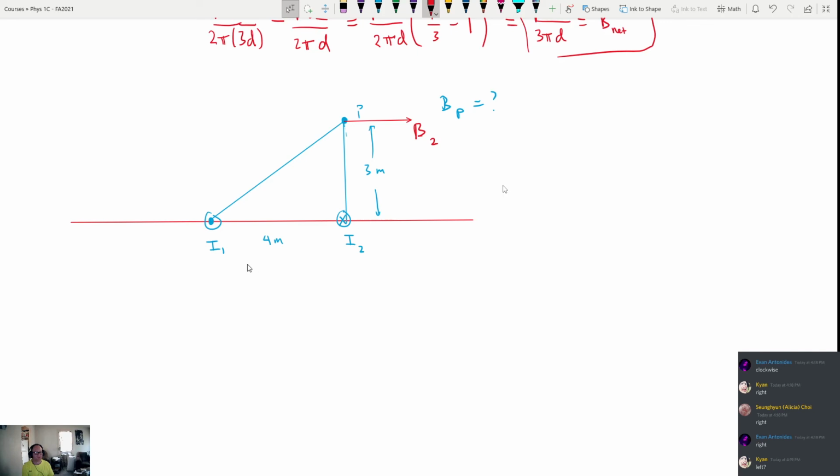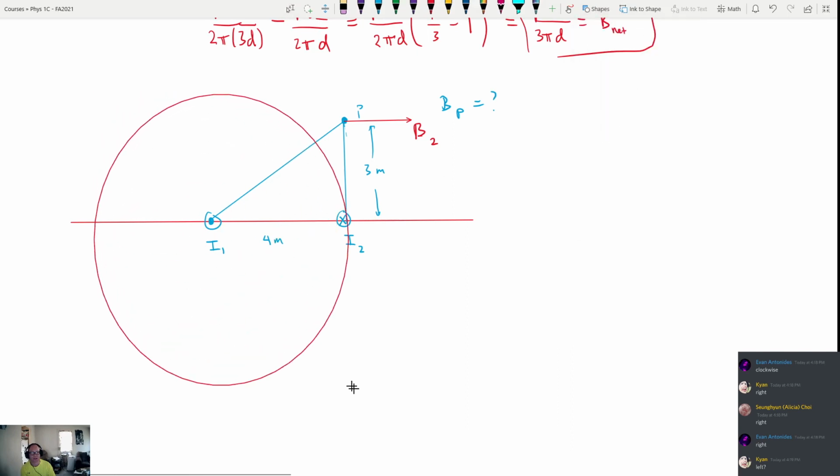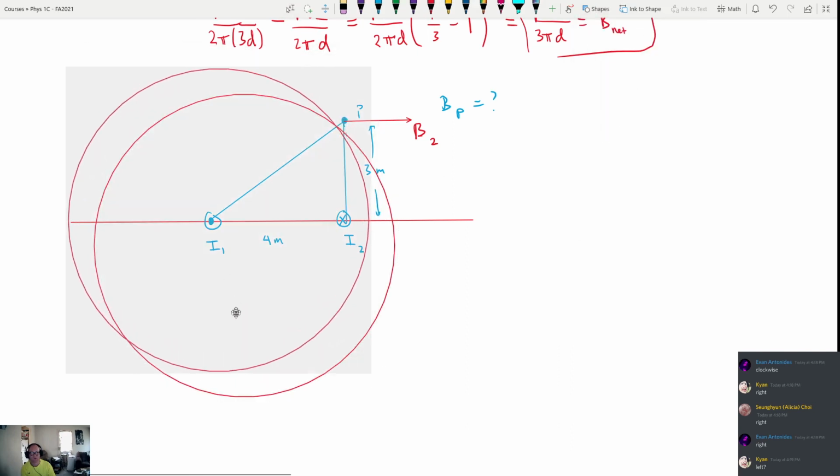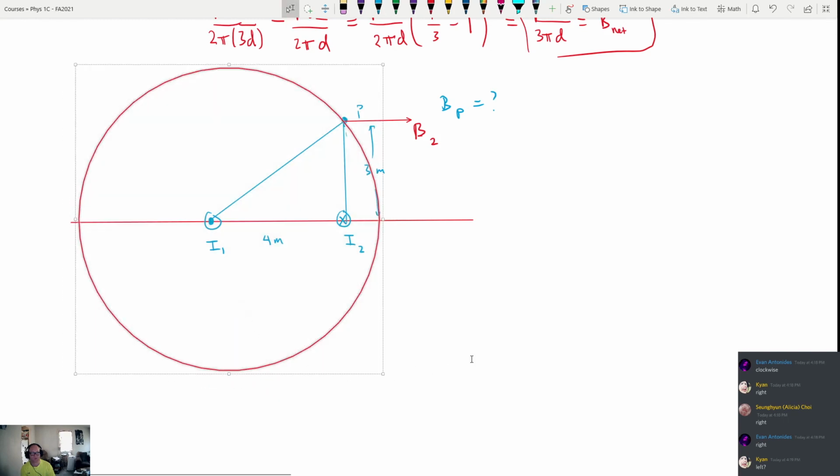This one's not going to be as simple. The answer is not up, down, left, or right. It's something in between. So current coming out of the page, right? You take your thumb and you point out of the page. It tells you that the direction of the magnetic field should lie along a circle, right? I'm going to draw a circle in here to help you see what's going on here. It should lie along a circle that's centered on I1, like this, right?